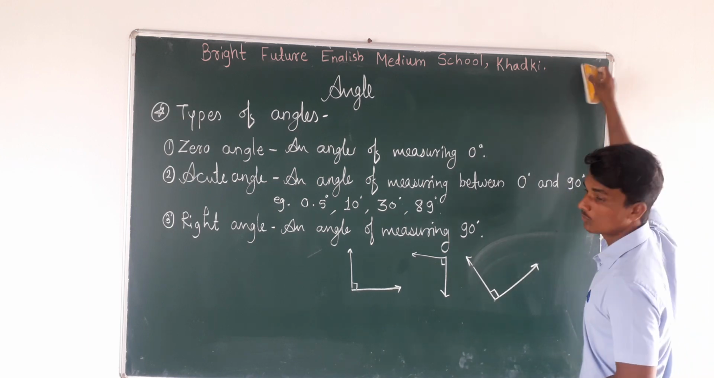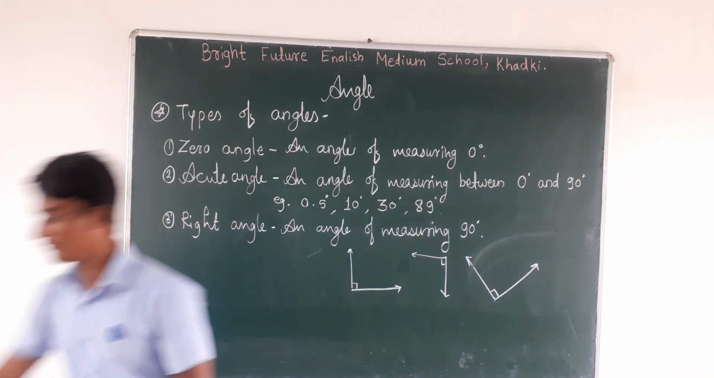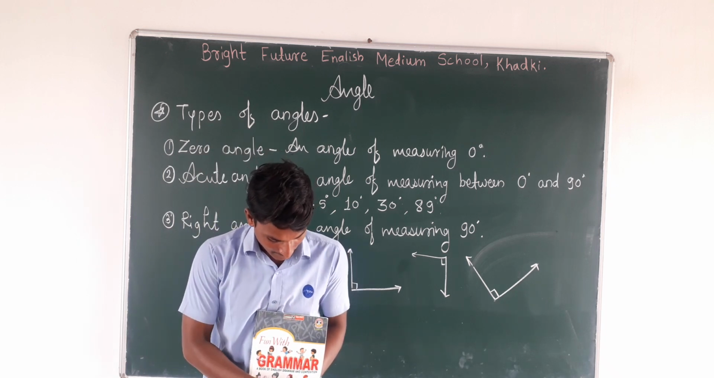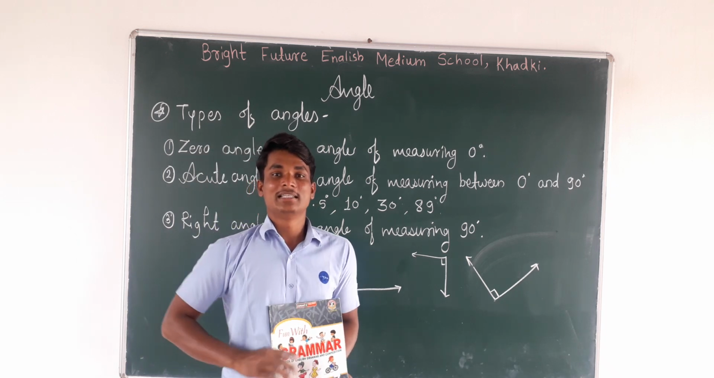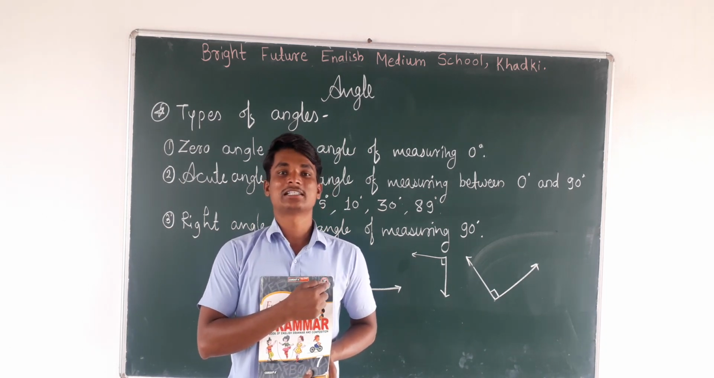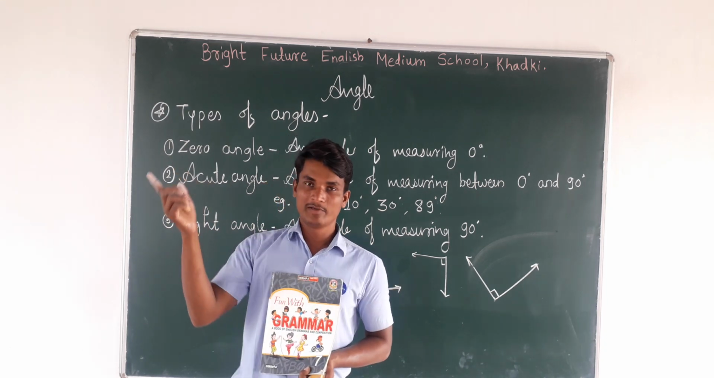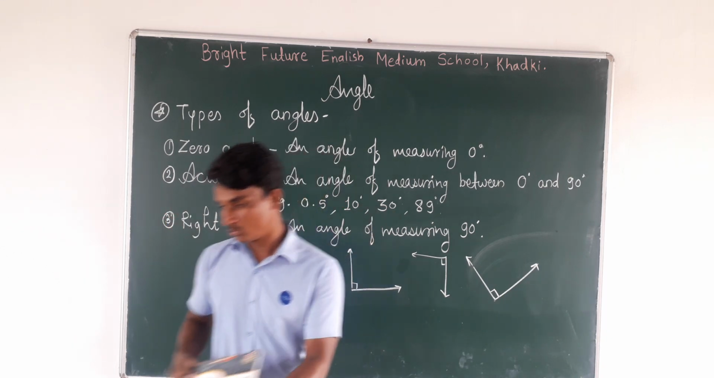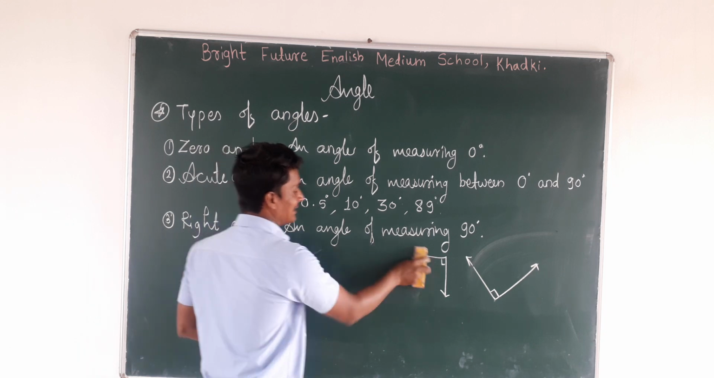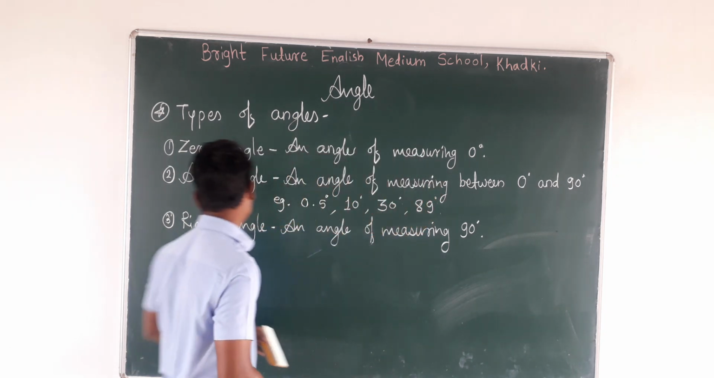Or when we see our notebook, or our textbook, this is a textbook, and when we measure this corner using the protractor, this is also a right angle. When we measure a window's corner, a door's corner, or any example that measures a 90 degree angle, that is called a right angle.